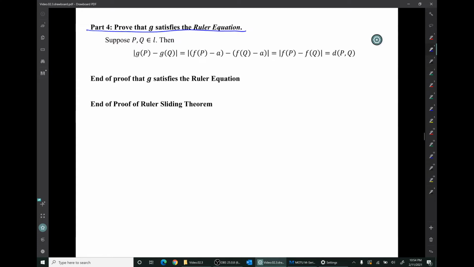Finally, how do we prove part 4, that G satisfies the ruler equation? Well, remember, the ruler equation has on its left side this expression, and on its right side this expression. Well, let's start by building the left side and see where we can go. So we start by building this. Now for the first equal sign, we just use the definition of G. And then for the second equal sign, we just used arithmetic. And then for the third equal sign, we just used the fact that f is a ruler. So f satisfies the ruler equation.